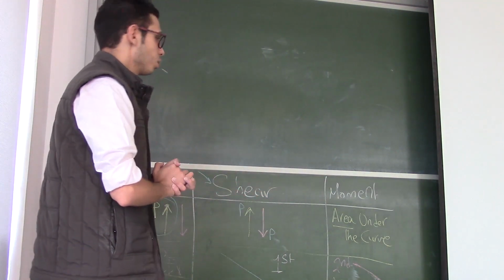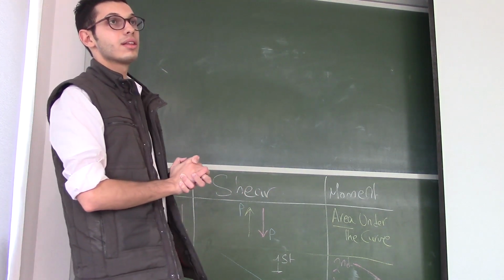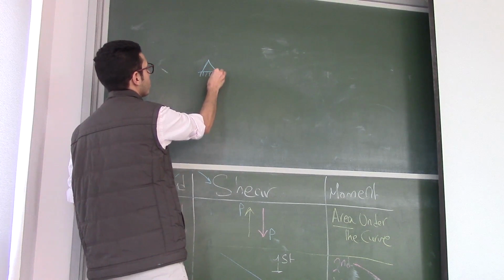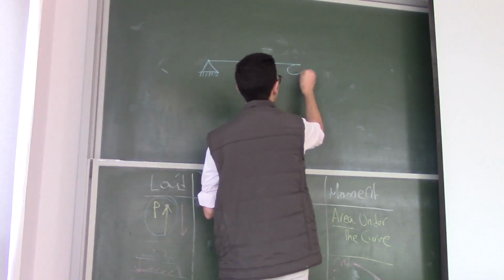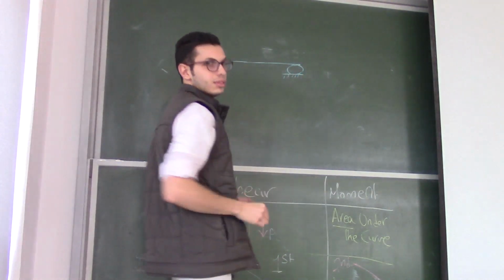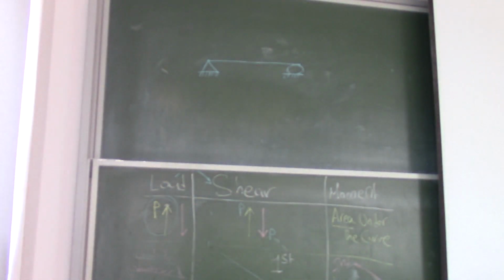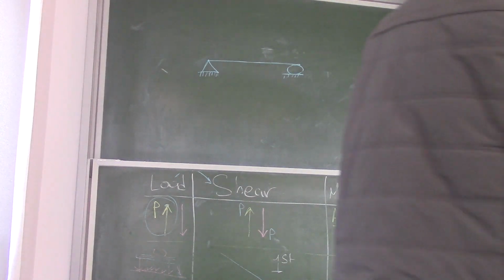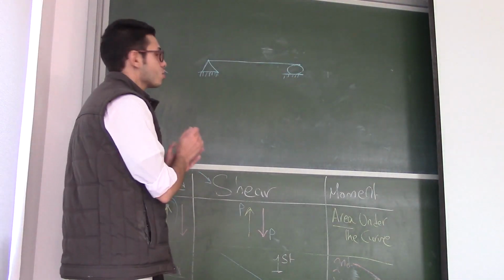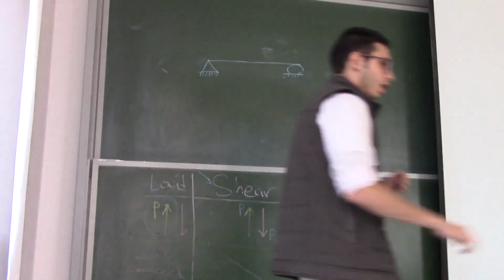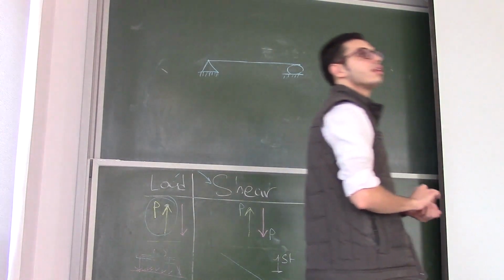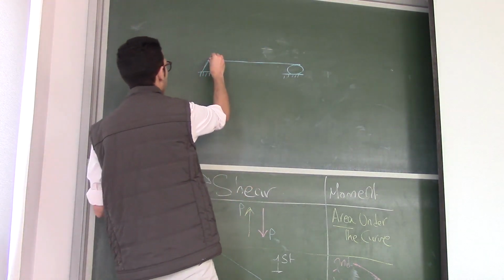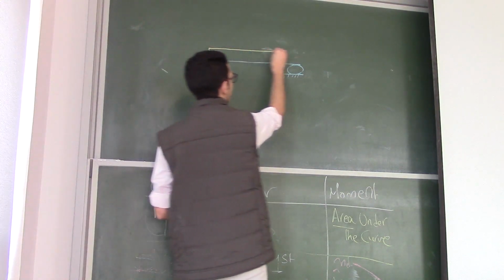Now let's start with a simple example. Let's imagine that we got a simply supported beam, and let me check again if it's recorded. Perfect. We have a simply supported beam. This beam has a hinge and a roller support.